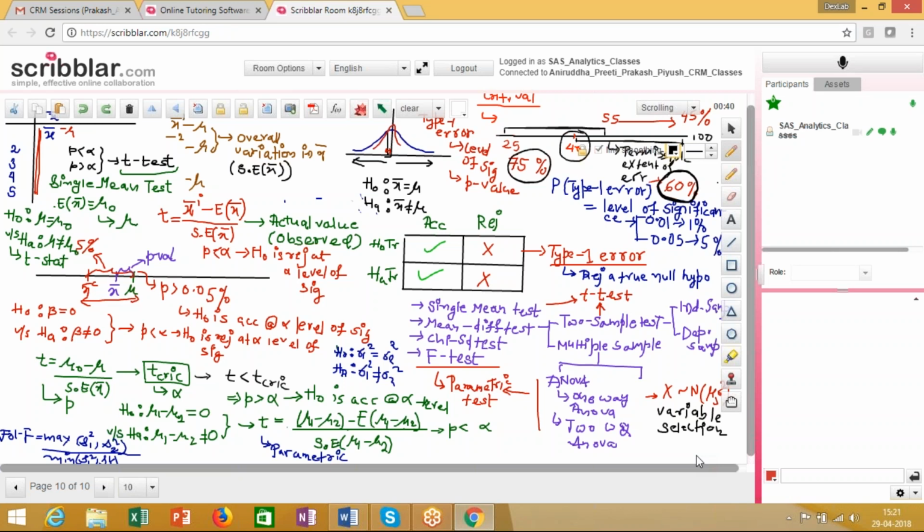So just before I move into describing this mean difference test, let me give a brief idea about what an application scorecard is. Okay, so by any chance, do you know what an application scorecard is? Any idea?